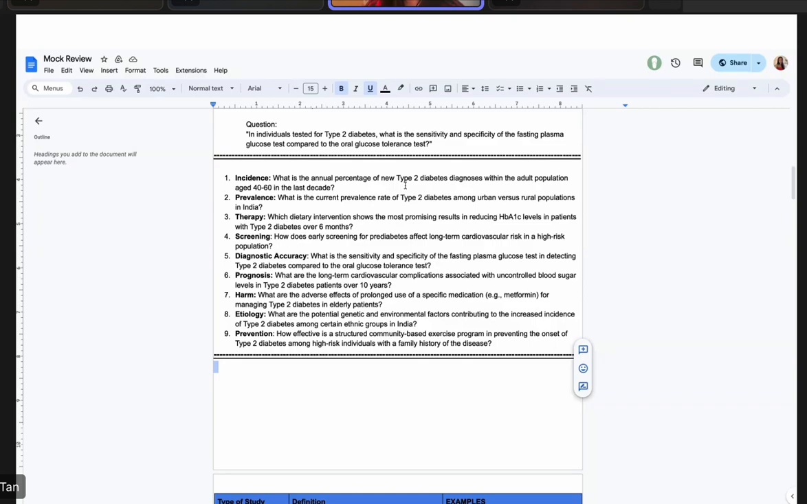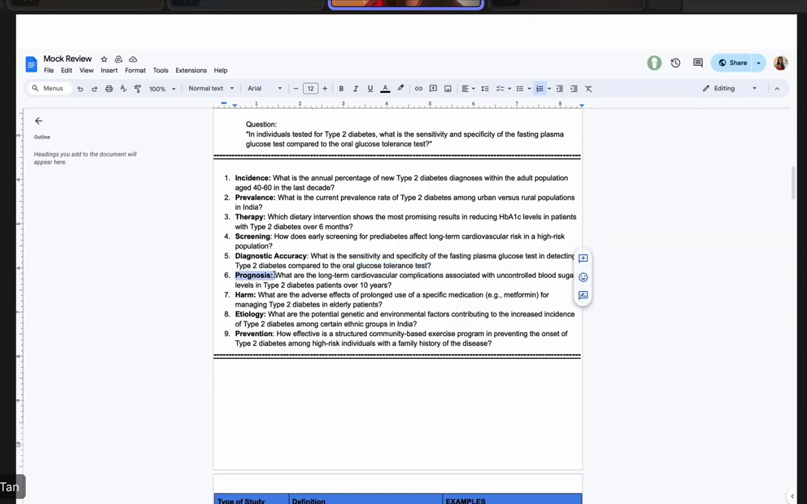What is the annual percentage of new type 2 diabetes diagnosis within the adult population aged 40 to 60 in the last decade? That would be incidence. And the prevalence would be the current prevalence rate of type 2 diabetes among urban versus rural populations in India. Now the therapy, which dietary intervention shows the most promising results in reducing HbA1c levels in patients with type 2 diabetes over 6 months? Screening, again, early screening for pre-diabetes, how does it affect long-term CV risk in high-risk population? Diagnostic accuracy, you'll be looking at sensitivity and specificity of the two different tests, so fasting plasma glucose test in this example compared to our glucose tolerance test.